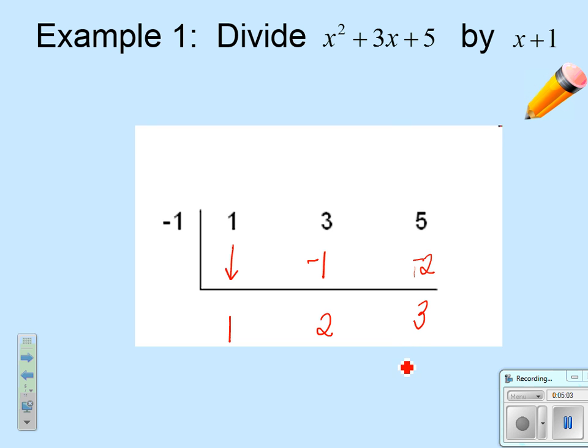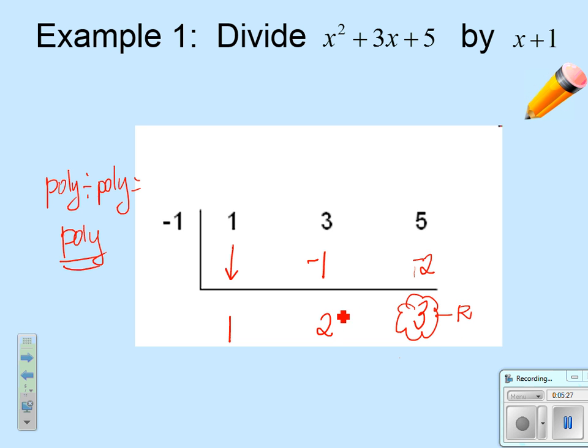Now, with synthetic substitution, we said the answer was 3. That was our remainder. But that's not our answer this time. When I take a polynomial divided by a polynomial, I should get a polynomial. So we have to figure out what the polynomial is that I get. So this is our remainder.